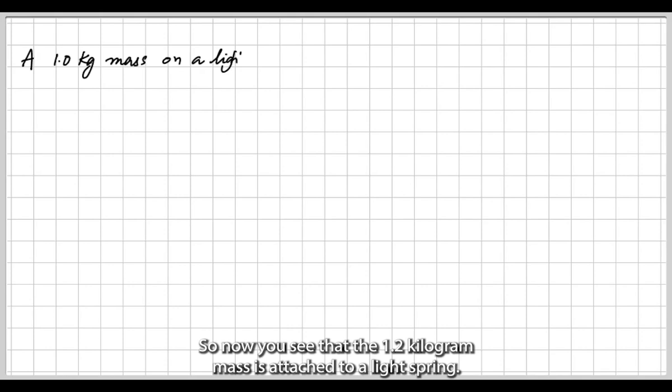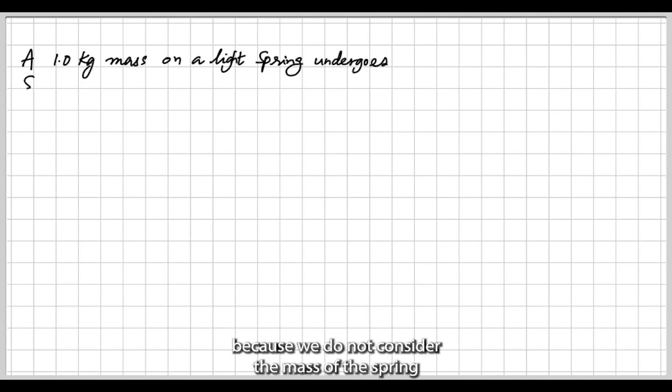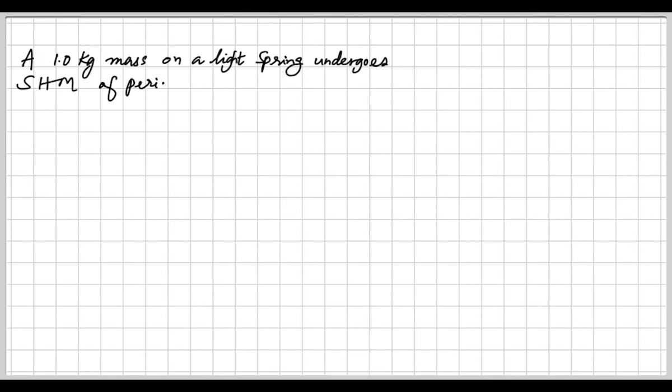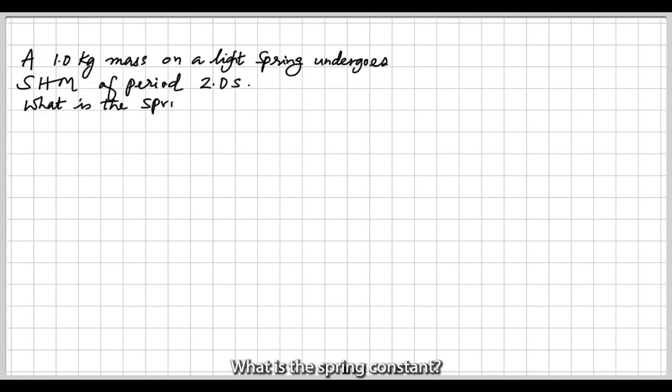So now you see that the 1.0 kilogram mass is attached to a light spring. It's a light spring because we do not consider the mass of the spring, and this formula is only applicable to light springs. And it undergoes simple harmonic motion of period 2.0 seconds. What is the spring constant?